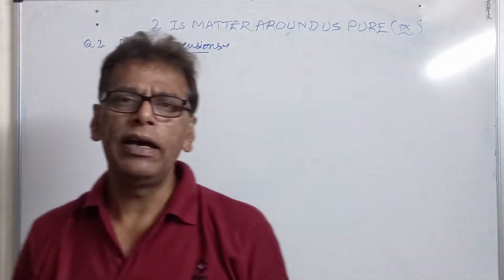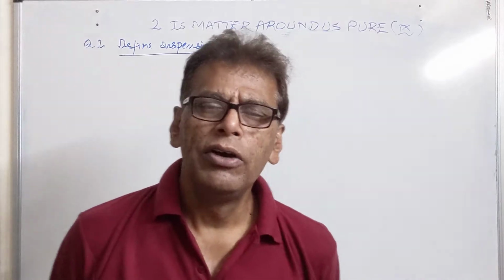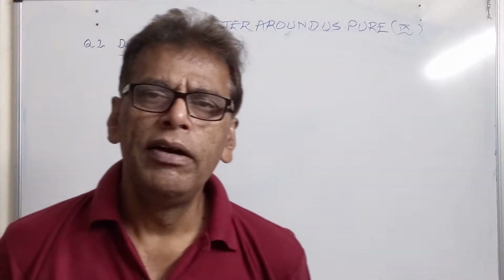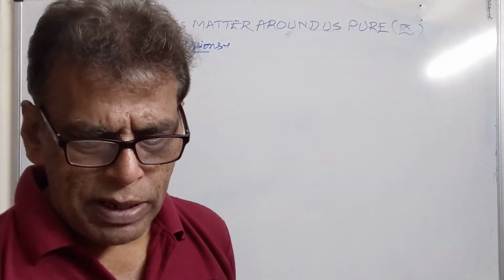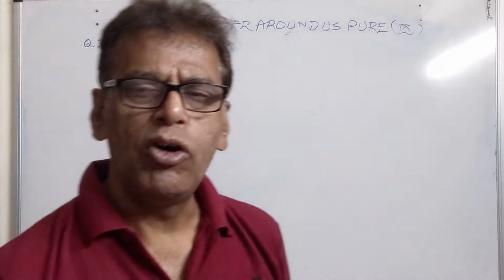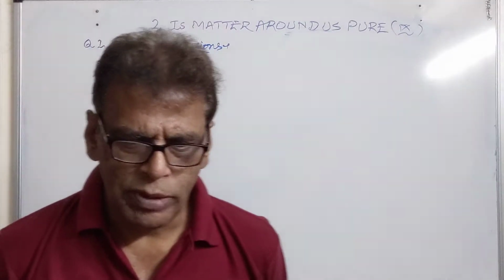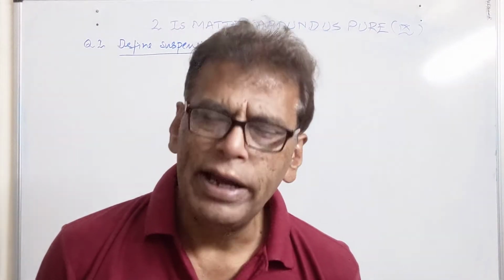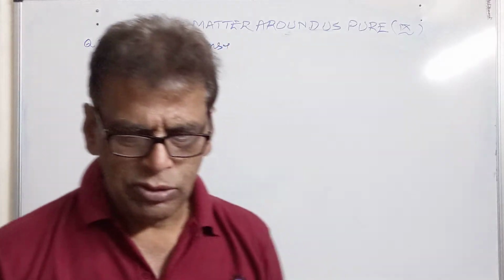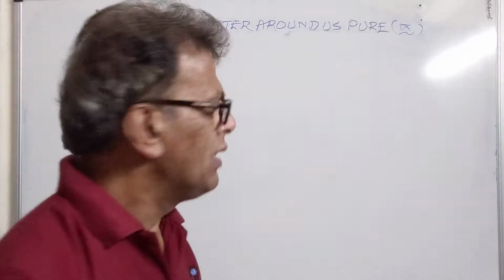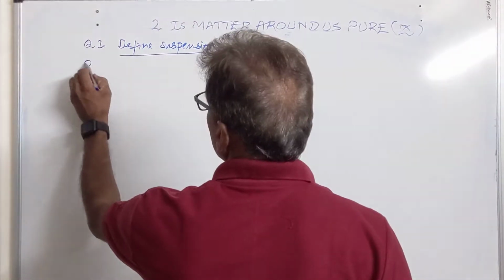Suspensions are defined as heterogeneous solutions where the solute is suspended in the dispersion medium or solvent, and the particle size in this case is more than 100 nanometers. The particles are quite large in size. They can even be seen with the naked eye, so these are called suspensions. Then we have the next question.